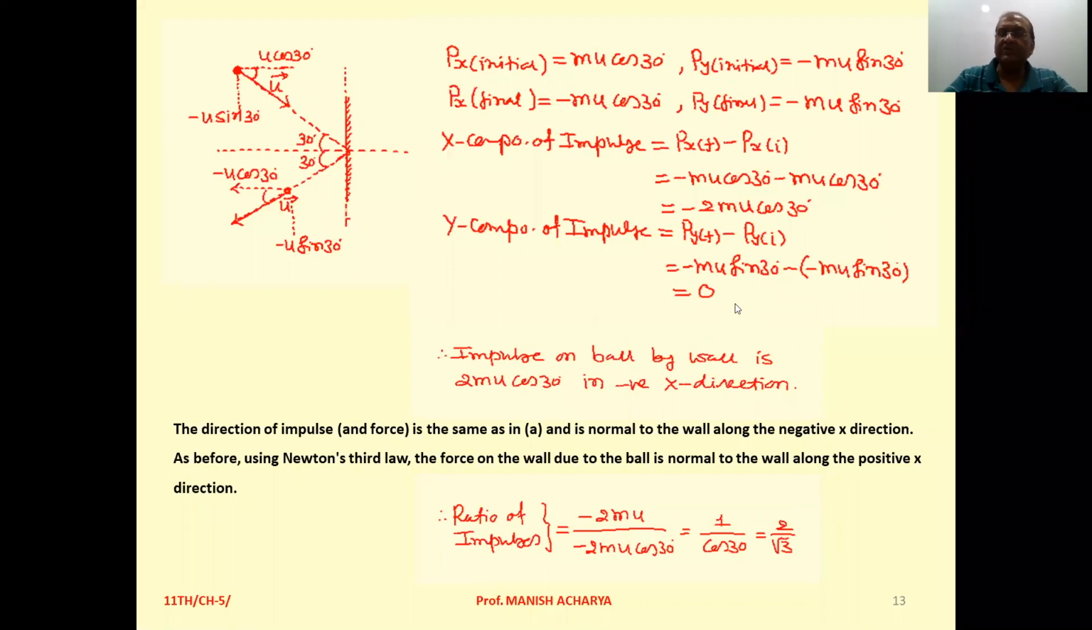Now in the second question we have to calculate the ratio of impulses on the ball. In the first case it is minus 2mu. In the second case it is minus 2mu cos 30. Minus 2mu cancels, so that is 1 upon cos 30. Cos 30 is root 3 by 2. So we can write the answer is 2 by root 3. Clear to all of you?